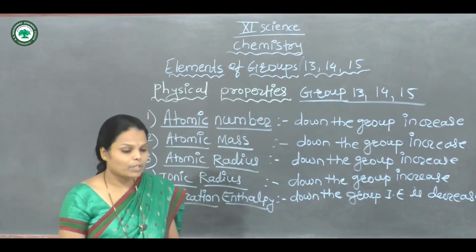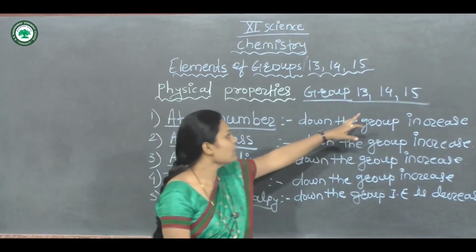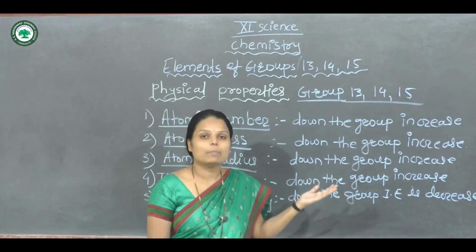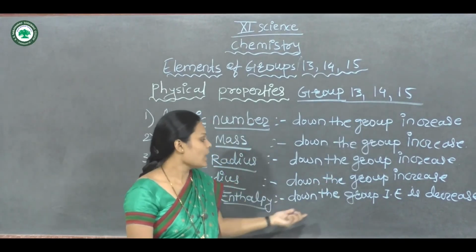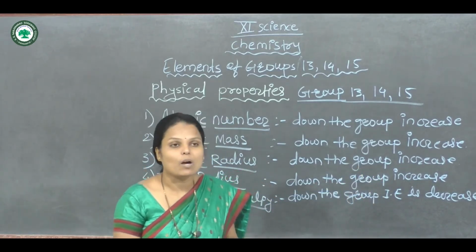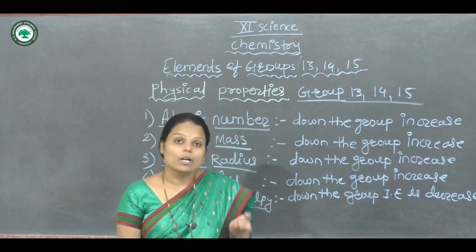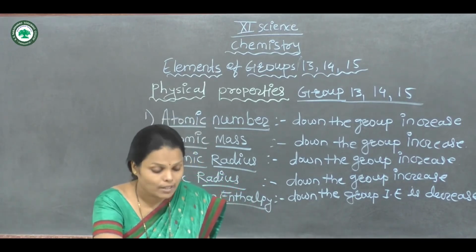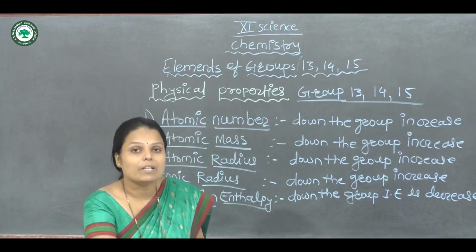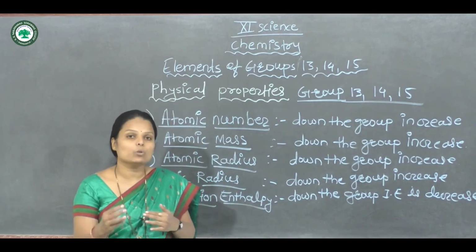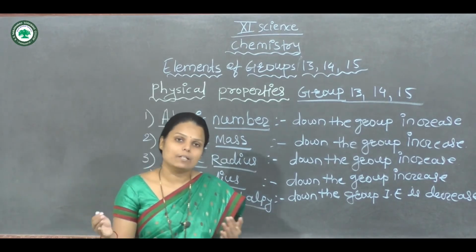Now for the next property, the remaining groups are 14 and 15. Group 14 is the carbon family. Same case, down the group ionization enthalpy decreases. Its value is 1086 for carbon. Then the next is silicon, it's 786. Then germanium is 761, and tin is 708. This means down the group ionization enthalpy decreases.